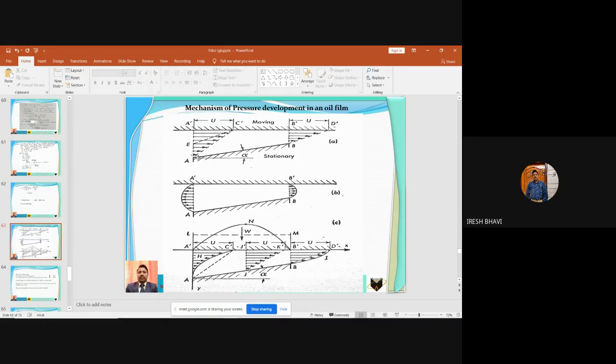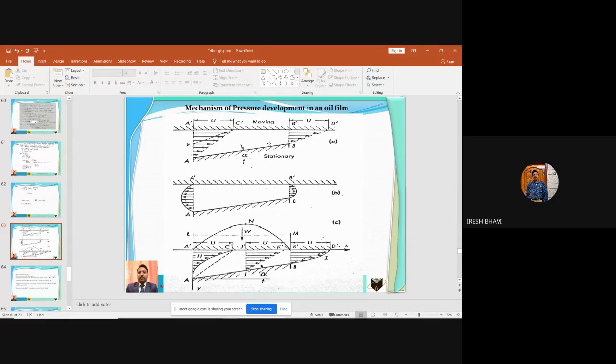Let us consider that AB is a stationary plane and A dash B dash is a moving plane. Means what? AB represents our bearing. Okay? So actually the bearing and shaft will be circular in shape. But suppose I take a small length of the bearing and shaft, then what happens? It can resemble a straight line. Or else if suppose you open the bearing and make it straight, it may look like this.